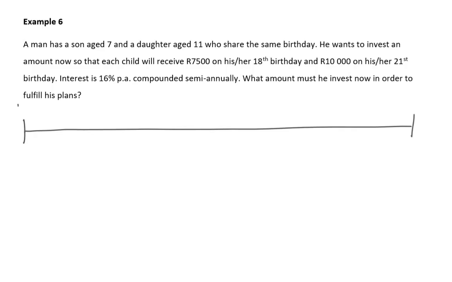So here I am now, and he has a son aged 7 and a daughter aged 11. And on the 18th birthday, obviously I'm assuming the daughter will turn 18 first. Now if she's 11, she will turn 18 in 7 years' time. So after 7 years, he wants 7,500 Rand to give his daughter. He also wants to give her money on her 21st birthday, so she will turn 21 in 10 years from now because she's 11. And he wants to give her 10,000 Rand on her birthday.